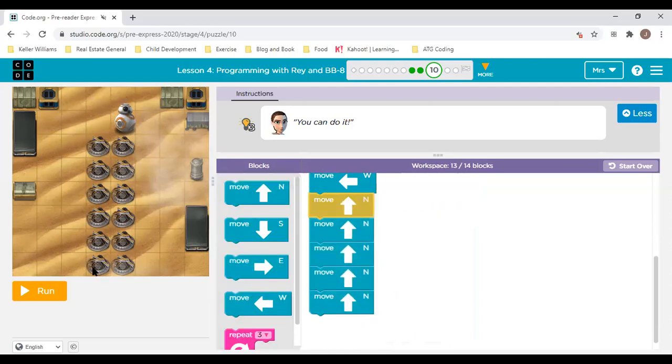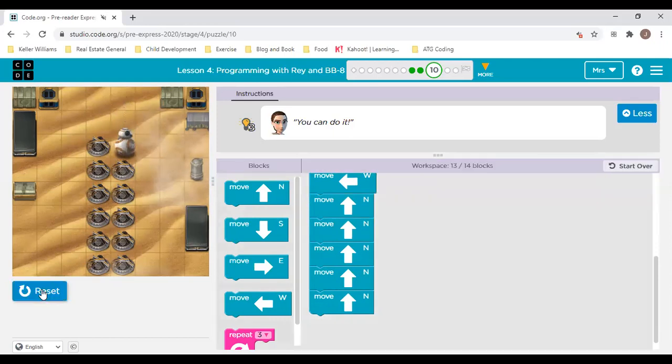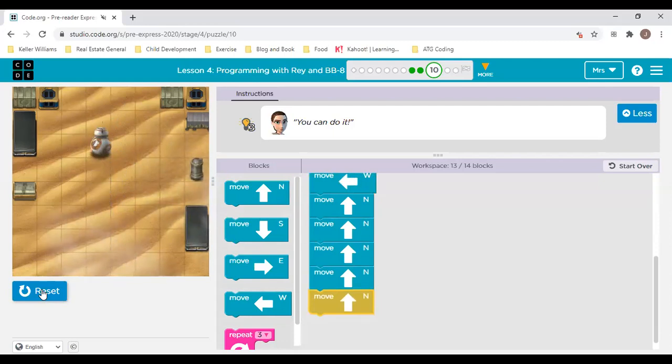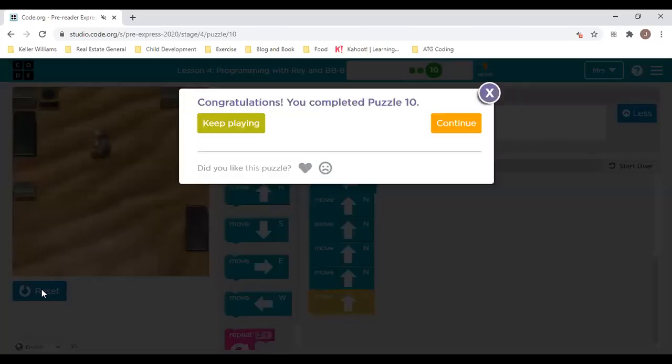And then if he's on this block, let's see how many times he needs to go north. 1, 2, 3, 4, 5. Okay, I think we've got it now. Let's run. 1, 2, 3, 4, 5, 6. 1 west. 1, 2, 3, 4, 5. And perfect. Well done, you guys.